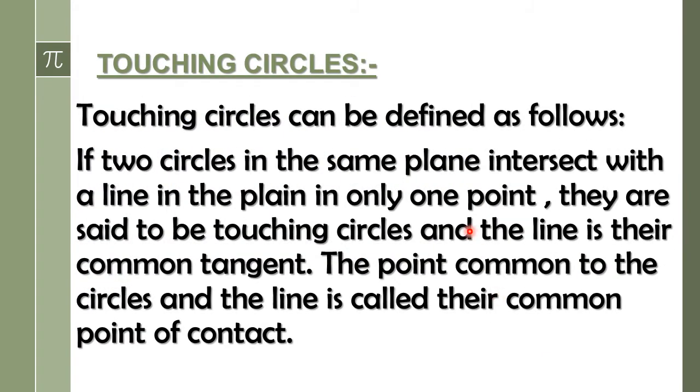Now let's see the definition. Touching circles can be defined as follows. If two circles in the same plane intersect with a line in the plane in only one point, then they are said to be touching circles, and the line is their common tangent. The point common to the circles and the line is called their common point of contact. So that point which is common to both the circles as well as lying on that common tangent, that point is called the point of contact. Okay.